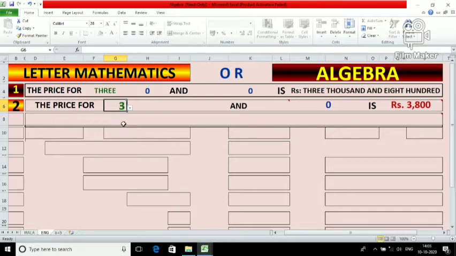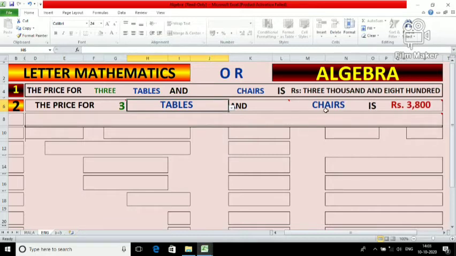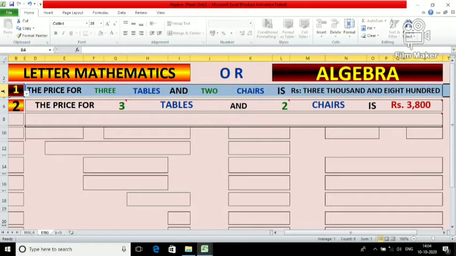Here we are selecting 3. We are selecting an item here. Selected tables here. Now chairs also came here. Now how many chairs? 2 chairs is selected. Now we got a sentence here: the price for 3 tables and 2 chairs is rupees 3,800.